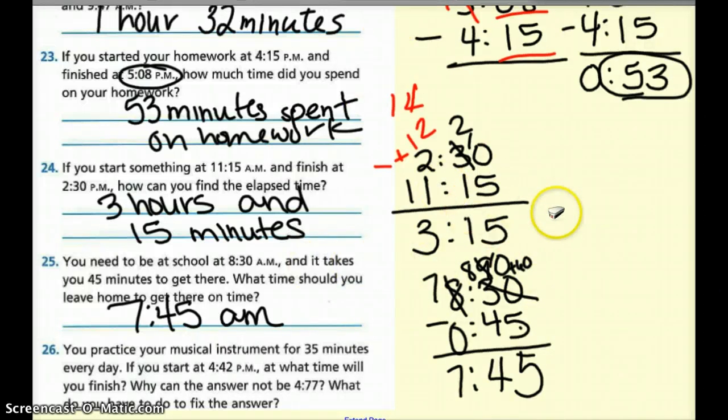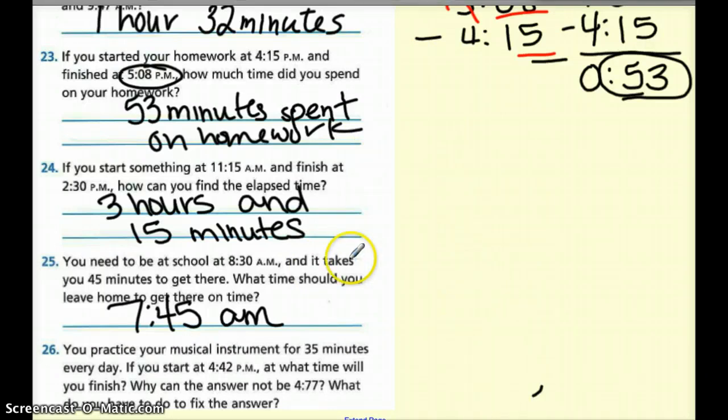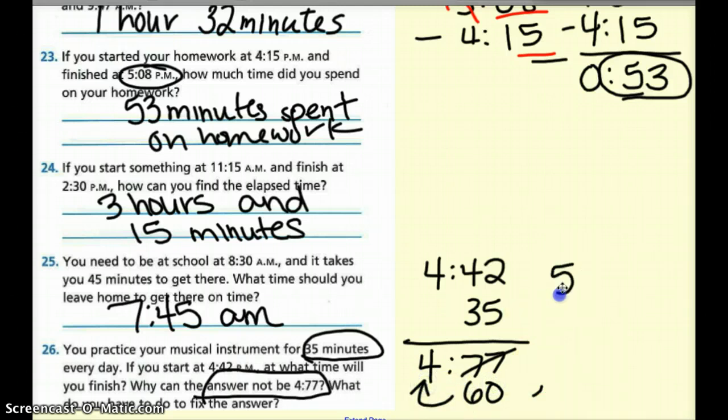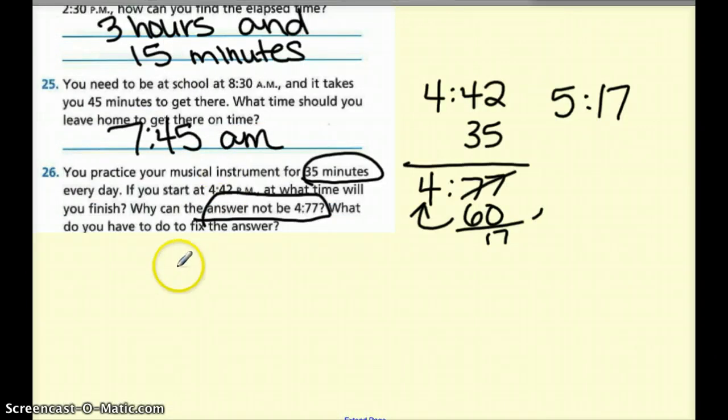So if we look at this problem, again, I'm going to erase my work over here. Because we're adding time, we start at this time and we're adding the 35 minutes. So I have 2 plus 5 is 7, and 4 plus 3 is 7, and 4, so 477. Now, the answer cannot be 477 because that's not a real time. So we have to take away 60 minutes and add that to our hour. So our hour is now going to be 5, and then we subtract that 60. So 7 minus 0 is 7, 7 minus 6 is 1, so we know that the time they would finish is 5:17. Alright, so underneath here I'd write 5:17 and we were at PM.